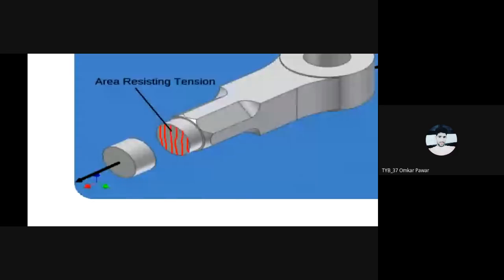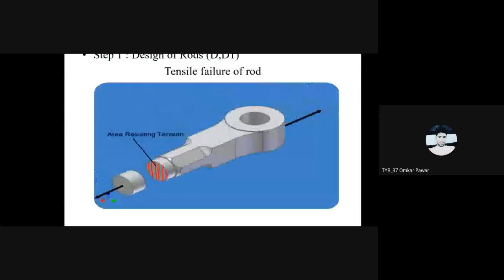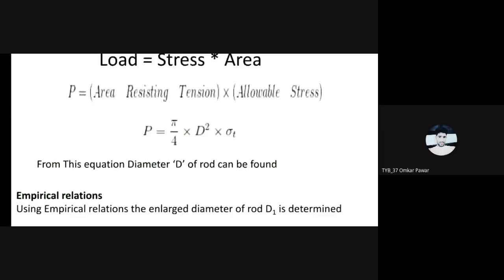Now, the area which we are going to consider is here, and that is a circular one. Already we have decided the diameter of that rod as capital D. Hence, the area will become pi by 4 capital D square. That's why the force transmitted through this rod, which is again a tensile force, will become P is equal to pi by 4 capital D square multiplied by sigma T.